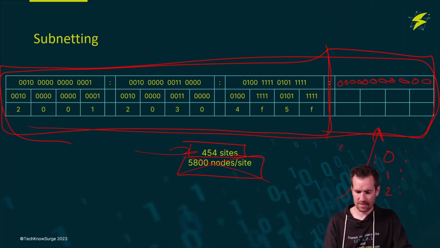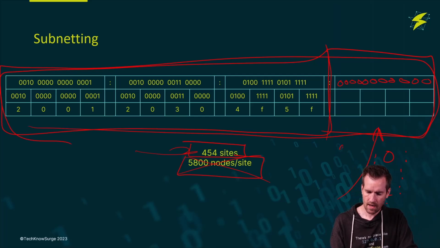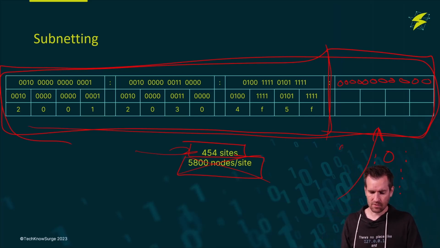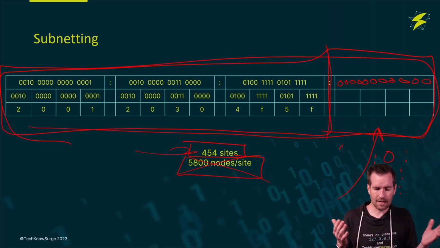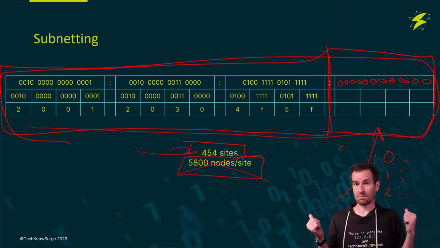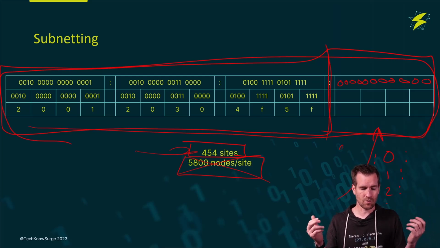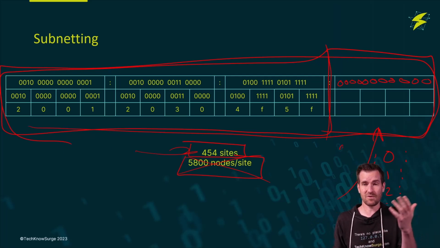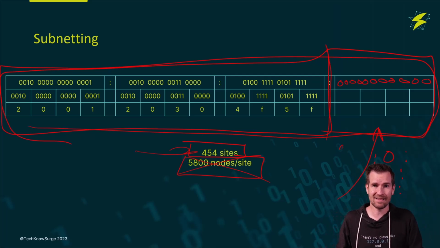It's hexadecimal. It's counting in hexadecimal, so it's going to go all the way up to F. And then once it hits F, it's going to go over to 10, just like we did the hexadecimal counting. So really, subnetting with this is pretty straightforward. I mean, you have this huge range to work with. You just count up sequentially and you meet the needs of these 454 sites, or however many sites there are.